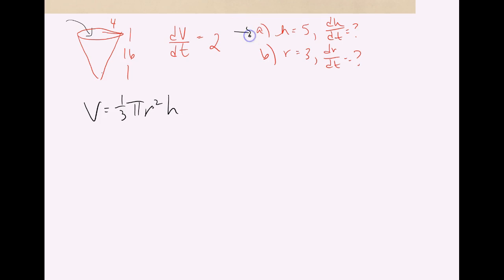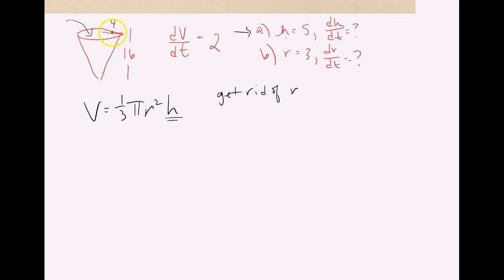Now, for part A, everything has to do with the letter h. The h is 5, the dh/dt. And what that should tell you is h is good. H is very good. Keep it in the equation. R is bad. So before you take a derivative, get rid of r. Get rid of the variable that you don't want. And to get rid of r, all that means is figure out a relationship between r and h.